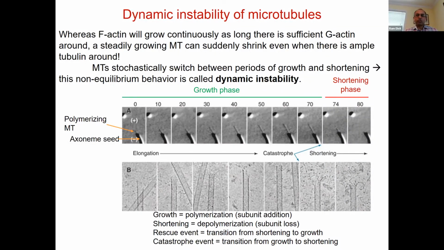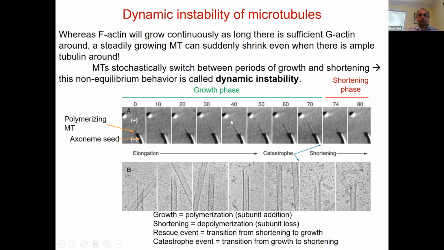Even in the presence of abundant tubulin subunits, microtubules will very abruptly switch from a growth phase to a shortening phase, and then abruptly go back into the growth phase. So they stochastically toggle back and forth between polymerization state and depolymerization state. And this non-equilibrium behavior of microtubules is called dynamic instability. Okay? It's a hallmark of microtubules.